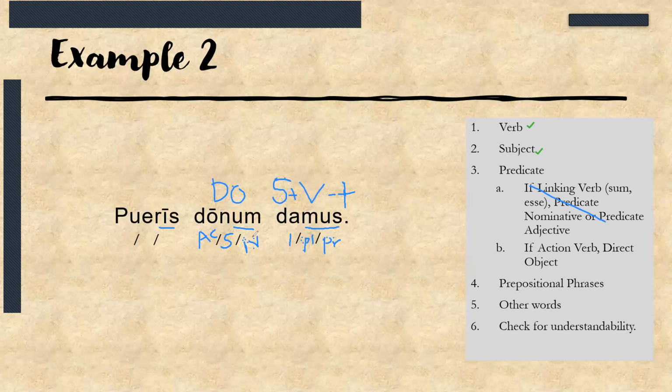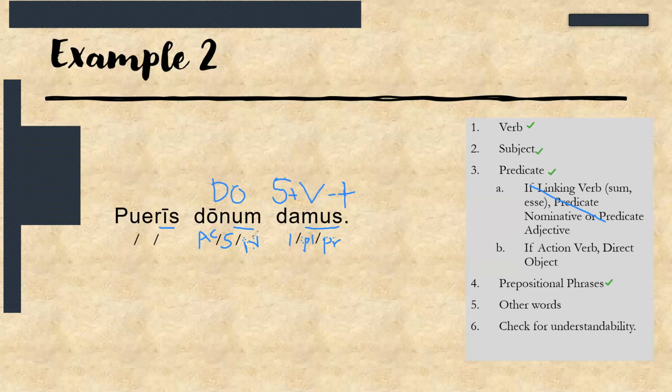All right. Check. Predicate. Prepositional phrases. I look to see if there's any prepositional phrases. I don't see any of those little prepositions anywhere, those little words that indicate prepositions. So we'll just skip on over. Now, other words. And what else is here? Well, I see pueris, and it has an is. That could be dative or ablative.